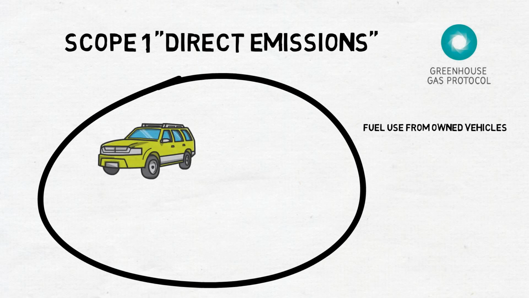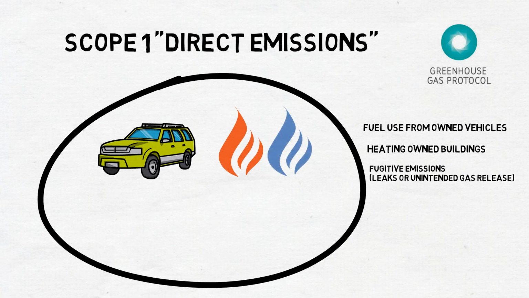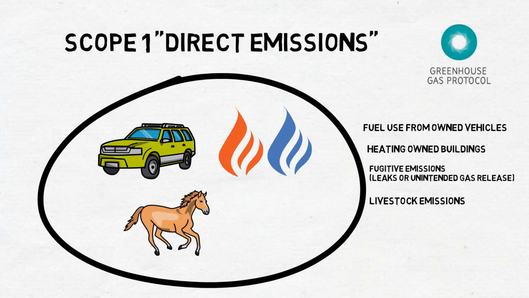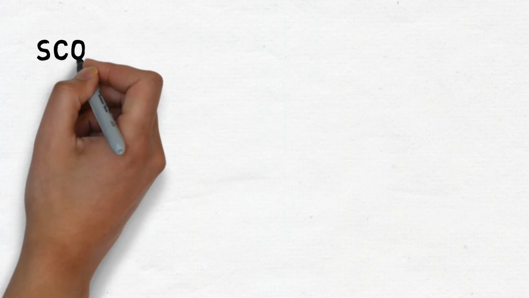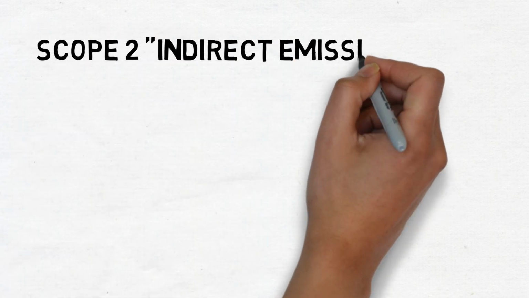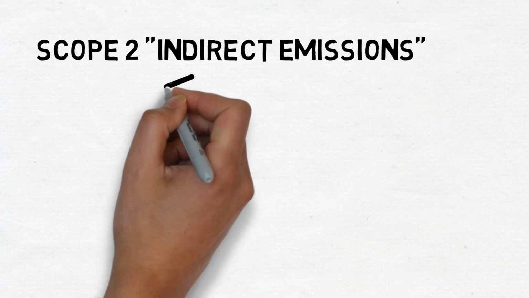This includes fuel use from owned vehicles, fuel used in the heating of owned and controlled buildings, fugitive emissions, which are leaks or unintended gas release, livestock emissions, and land use emissions, although these are less common in the FHE sector. Scope 2 emissions are indirect emissions from the generation of purchased energy.